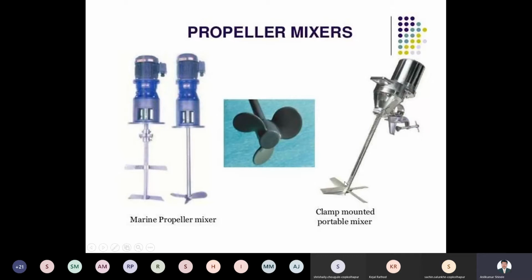So there's a handy type of mixer. If you have seen one in a home, we can use a handy type of mixer also. We can use it for preparation of juices or any mixtures, mixing. So this type of mixer can be used properly. This is called a clamp-mounted portable mixer. It has three blades attached to one shaft, at the center of the shaft. So these are propeller mixers.